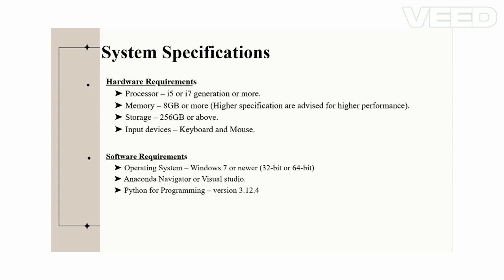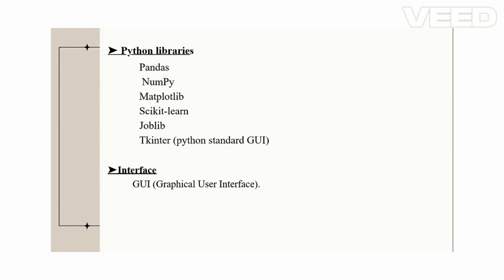The specifications for our project include the hardware requirements: a processor of i5 or i7 generation or more, memory of 8 GB or more, and storage of 256 GB or more. The input devices are a keyboard and mouse. The software requirements include an operating system of Windows 7 or more, Anaconda Navigator or Visual Studio, and Python for programming, version 3.12.4. The Python libraries used for the execution of our project include Pandas, NumPy, Matplotlib, scikit-learn, joblib, and tkinter, and the interface used is a GUI.